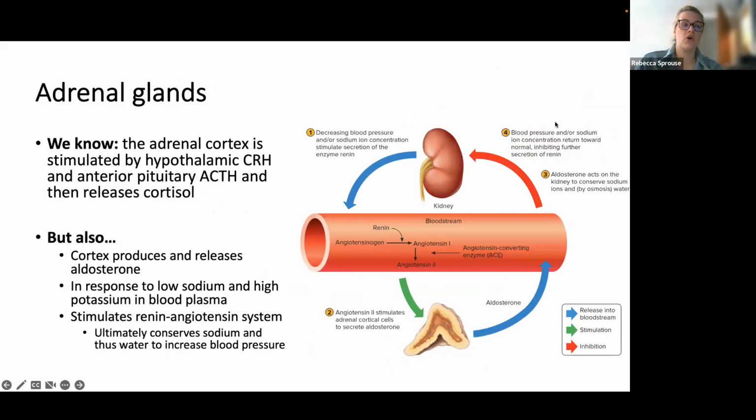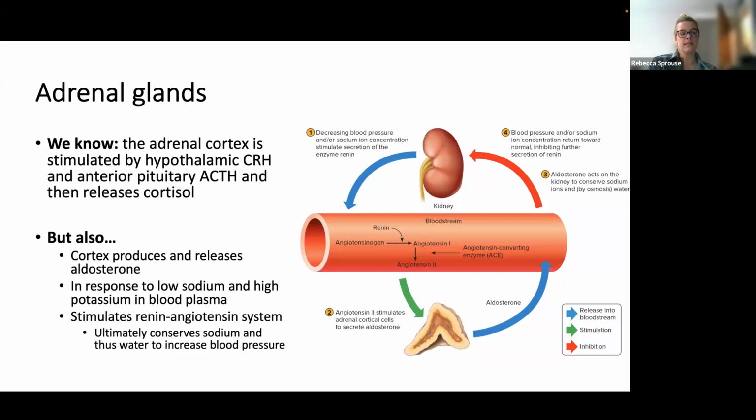All right, adrenals. So we did talk about the adrenal cortex being stimulated by ACTH, and that releases cortisol. But something else that the cortex releases is something called aldosterone that is not controlled by the anterior pituitary and hypothalamus. And aldosterone has a role in responding to low sodium and high potassium in the blood plasma. Normally we want a higher sodium than we do potassium, right? 3 to 2. But let's say that our potassium is too high.